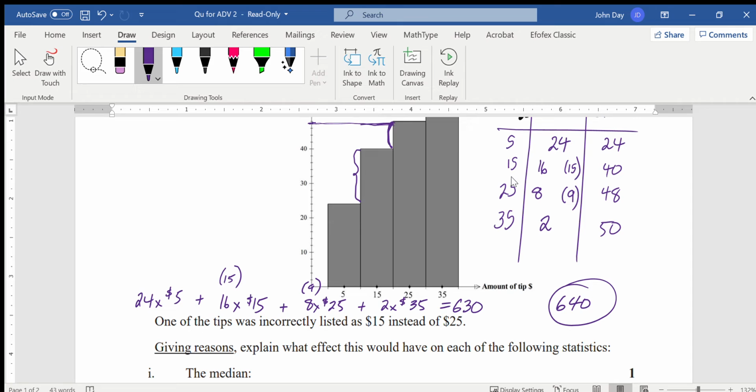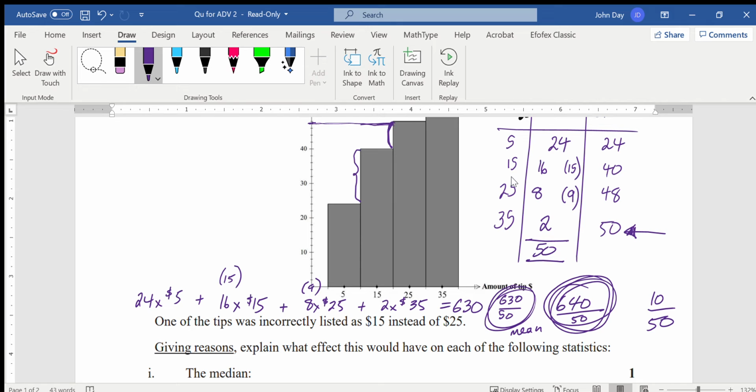Now, how many tips were there? Well, if you add up this frequency column, you'll get 50, right? We know there were 50 tips altogether. And also you can see there were 50 tips here by the bottom number of the cumulative frequency or by the top of the column. So you would normally do 630 on 50 to work out the mean, but now you're going to do 640 on 50 to work out the mean. So that's where they get that 10 on 50 is the difference.